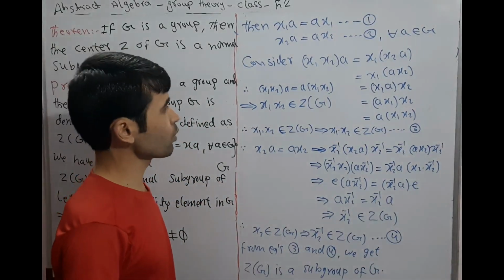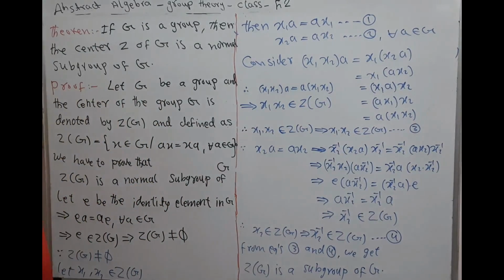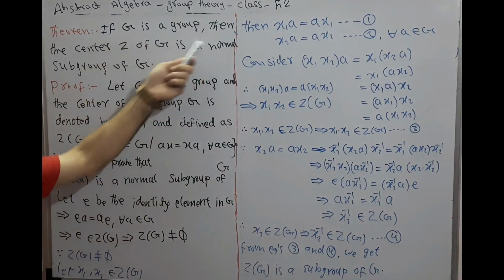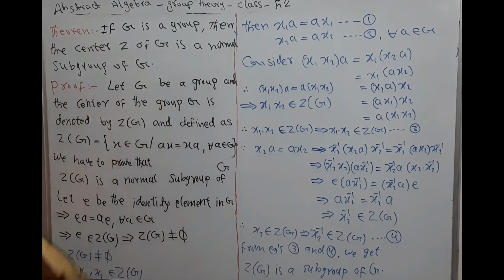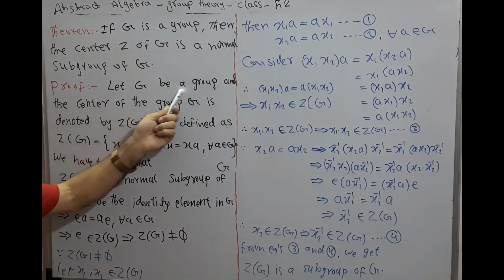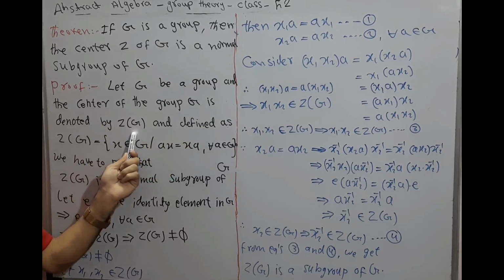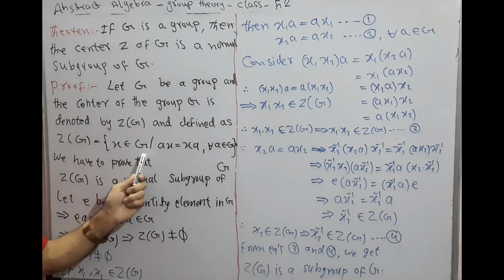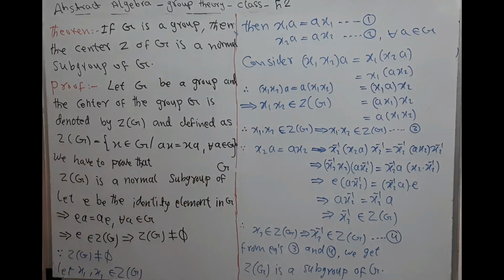It is class 52. In this class also we want to prove a theorem. Theorem: if G is a group, then the center Z of G is a normal subgroup of G. Proof: let G be a group and the center of the group G is denoted by Z(G) and defined as Z(G) equals x belongs to G such that ax equals xa for all a belongs to G. It is the definition of center of G.